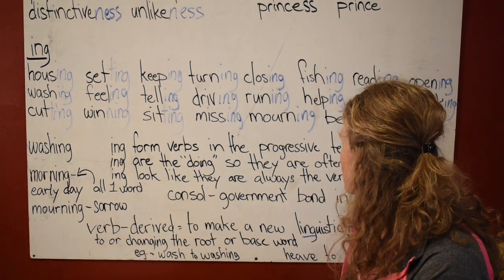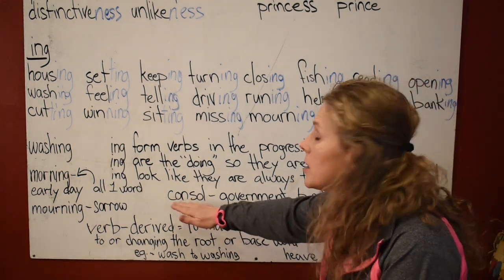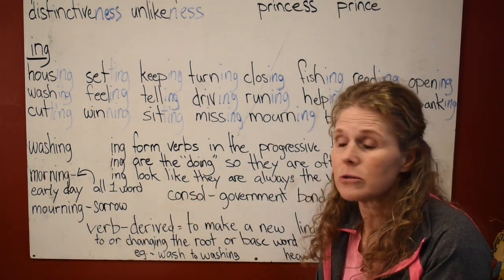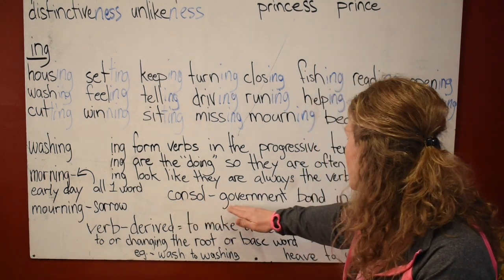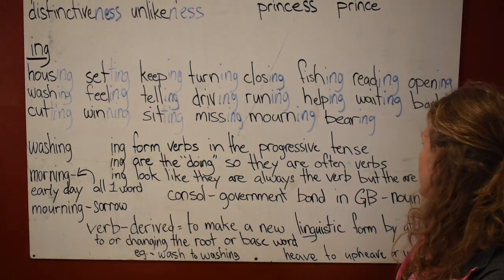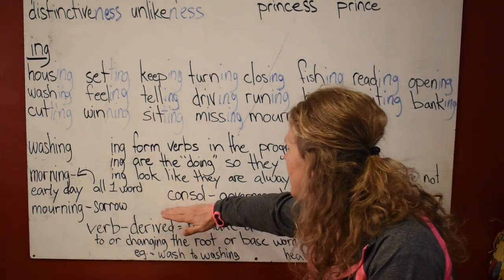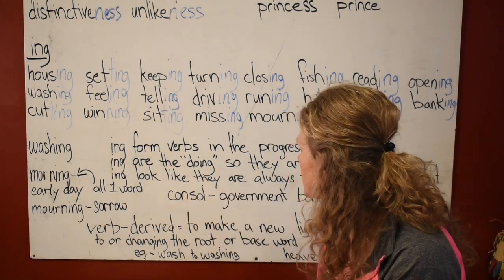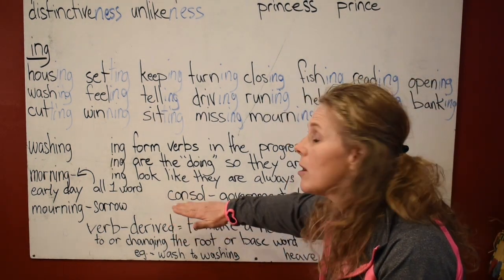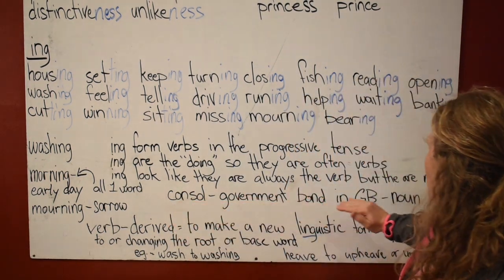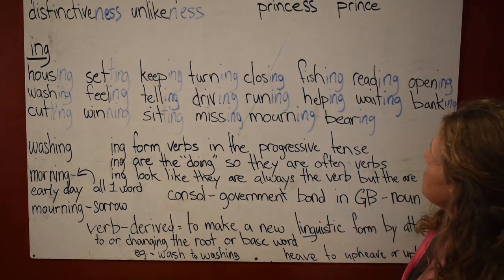Console. It could either say console or council. People say it different ways. Government bond in Great Britain. This is a noun. We'll talk about this a little bit later, but I wanted you to remember what console means. A government bond in Great Britain. All right?